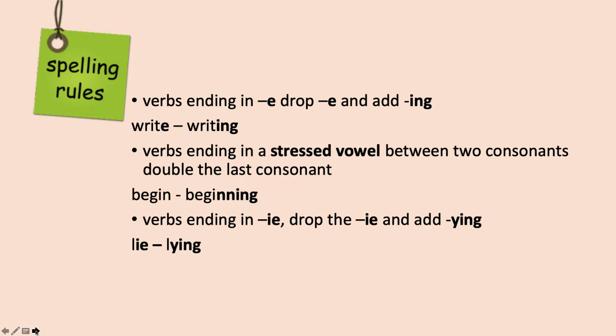For verbs ending in a stressed vowel between two consonants, we double the last consonant. So begin, beginning. G is the consonant, I is the stressed vowel, and then the last consonant, so we double the last consonant, beginning with double N. Verbs ending in IE, drop the IE and add ing. So lie, we drop IE, and it becomes YING, lying, you're lying.